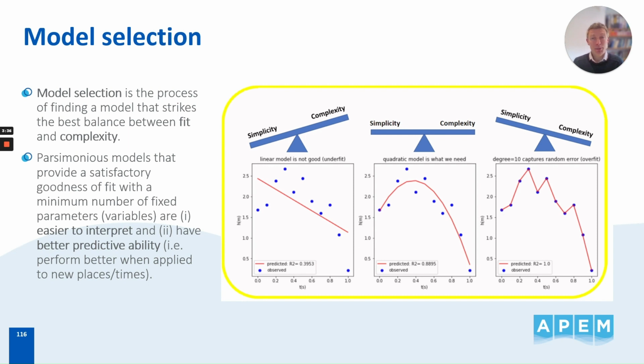A parsimonious model, as I said, is both easier to interpret because it doesn't have too many parameters for us to look at, and also it should maximize the predictive performance, i.e. it will be the model which performs best when we try to predict the response variable at new places or new times.